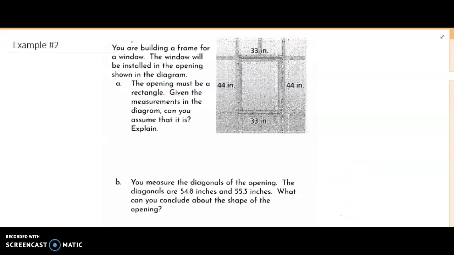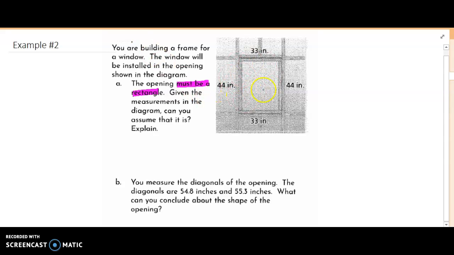All right, so let's look at example 2 now. Now, example 2 has an A and a B. All right, so let's look at A. We have a picture here of this window. Okay, it says you are building a frame for a window. The window will be installed in the opening shown in the diagram. The opening must be a rectangle, okay? Given the measurements in the diagram, can you assume that it is? So I want you to think about this question and then answer it.